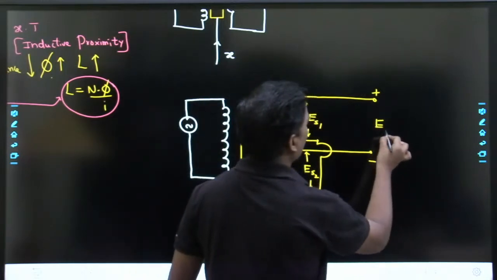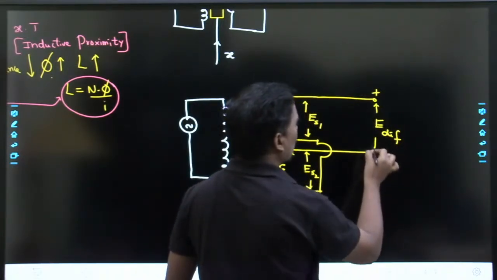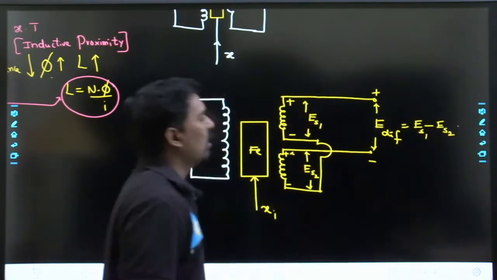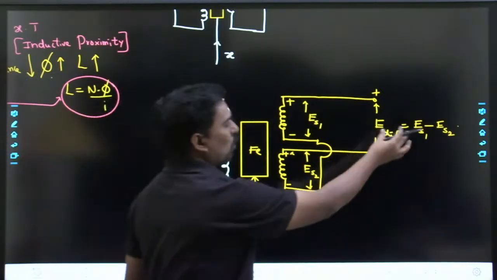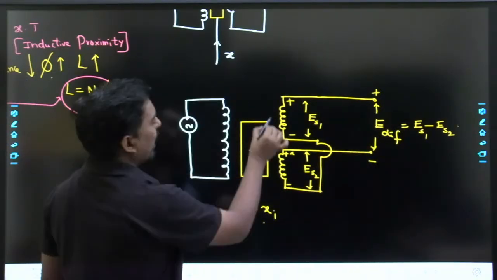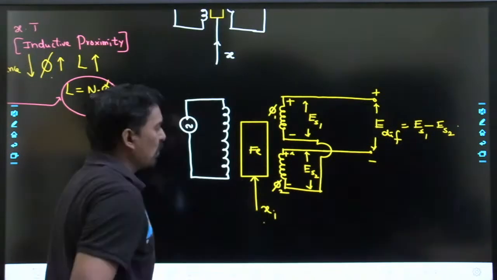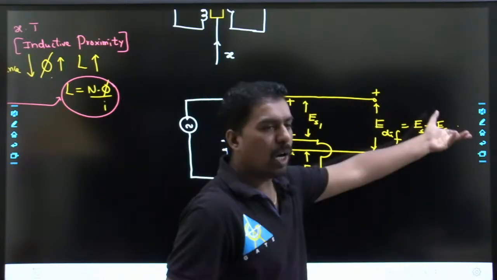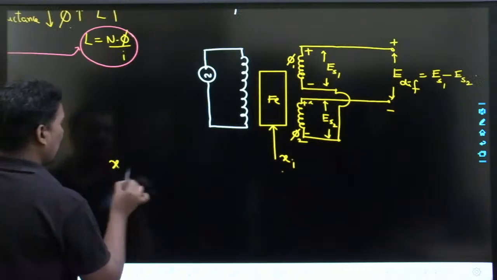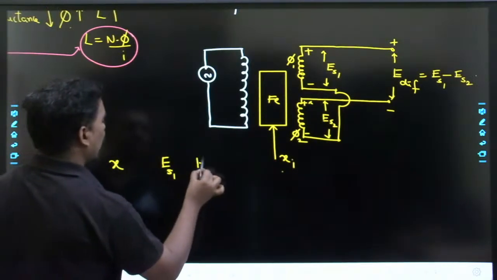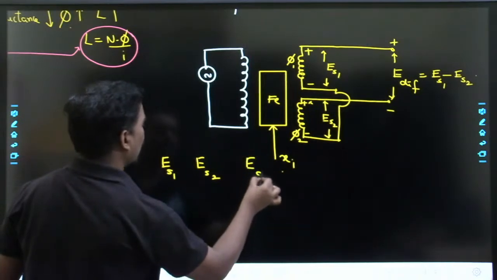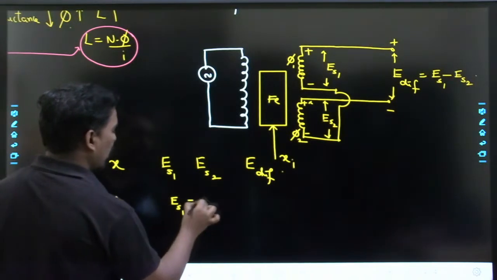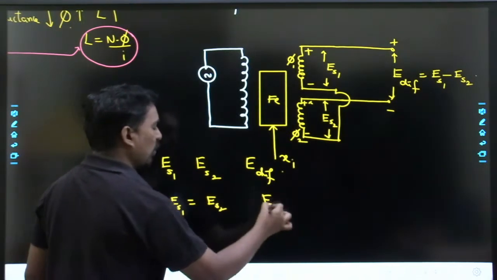As a resultant, we get the differential voltage E differential, which is equal to ES1 minus ES2. That means the displacement applied is converted to voltage. If the core is exactly at the center, the flux associated with both secondaries is the same, the differential will be zero, and the output will be zero. If displacement X is equal to 0, ES1 and ES2 are both equal, so E differential will be 0.